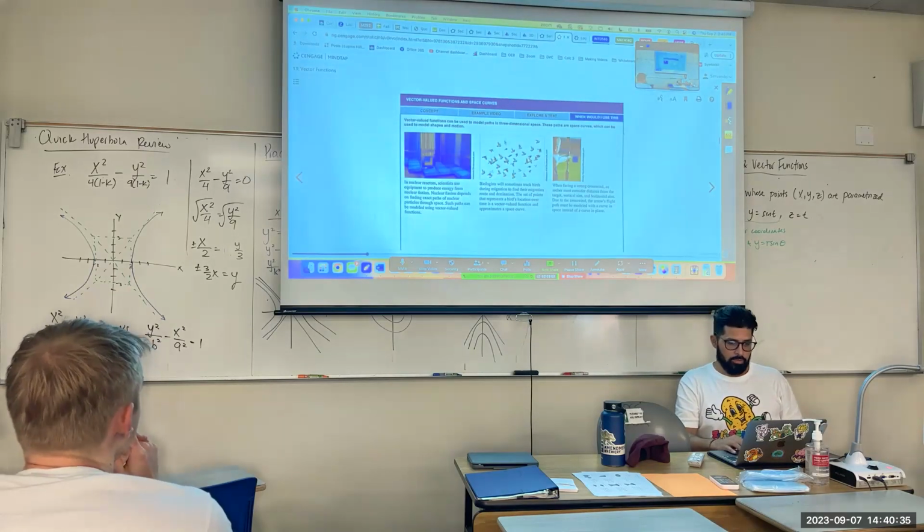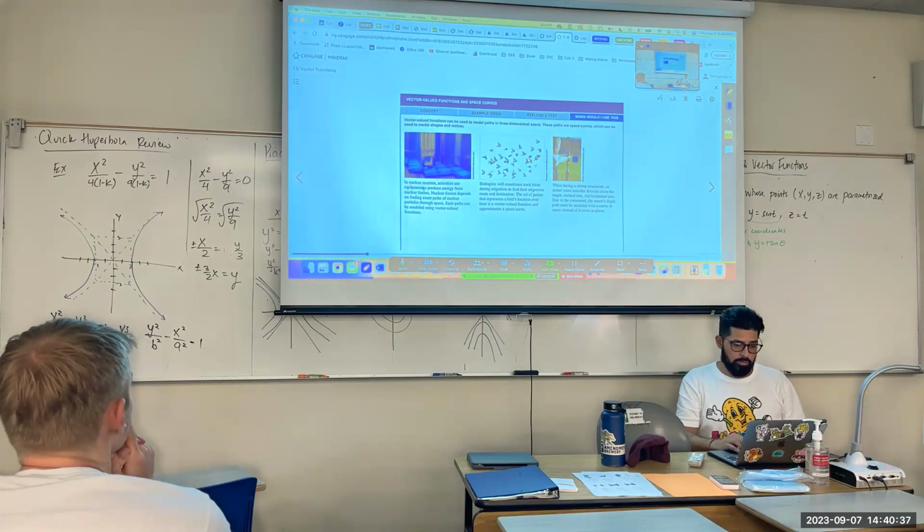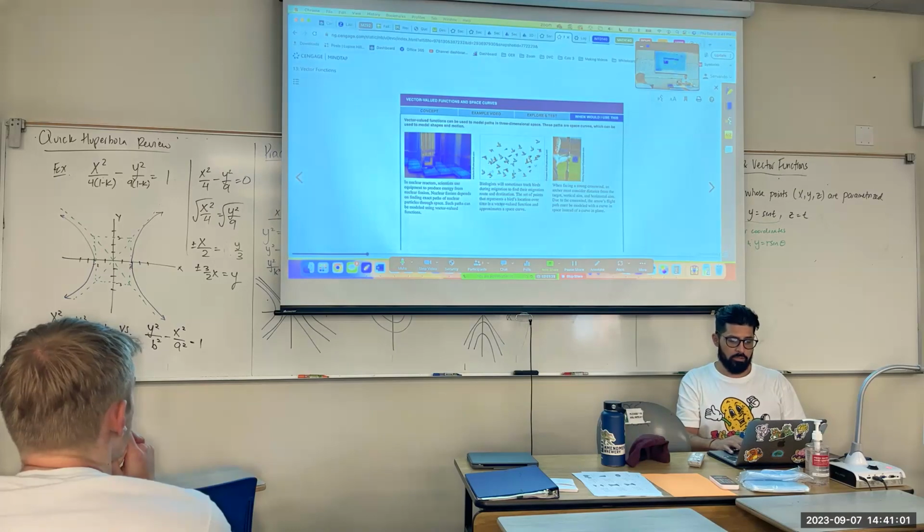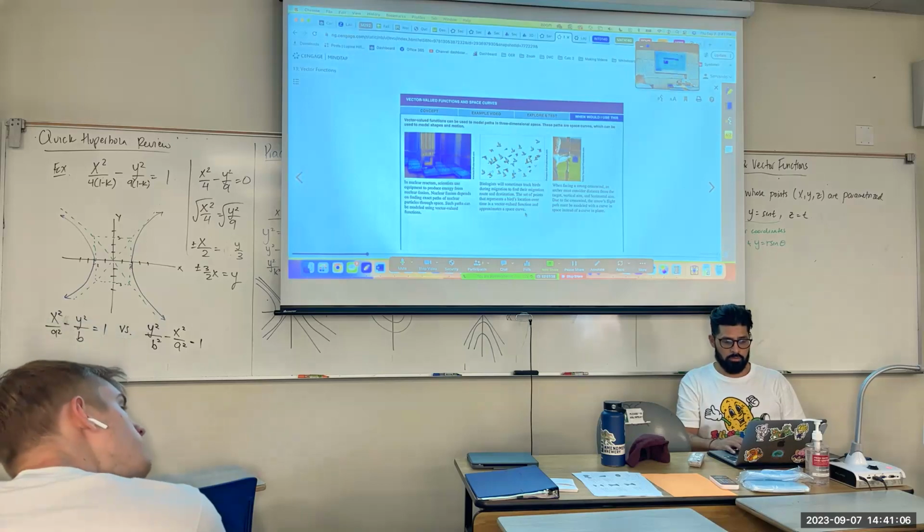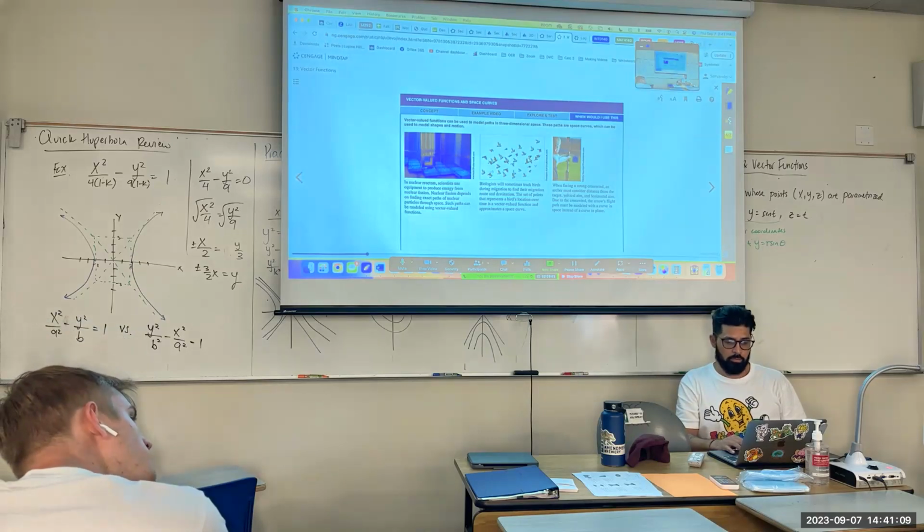Okay. What is this part? Oh, yeah. It says, when would I use this? So it says in a nuclear reactor, scientists use equipment to produce energy from nuclear fission. Nuclear fission depends on finding exact paths of nuclear particles through space. Such paths can be modeled using vector valued functions, which we're going to look at in a little bit. Biologists will sometimes track birds during migration to find their migration route and destination. The set of points that represent the bird's location over time is a vector valued function that approximates the space curve.